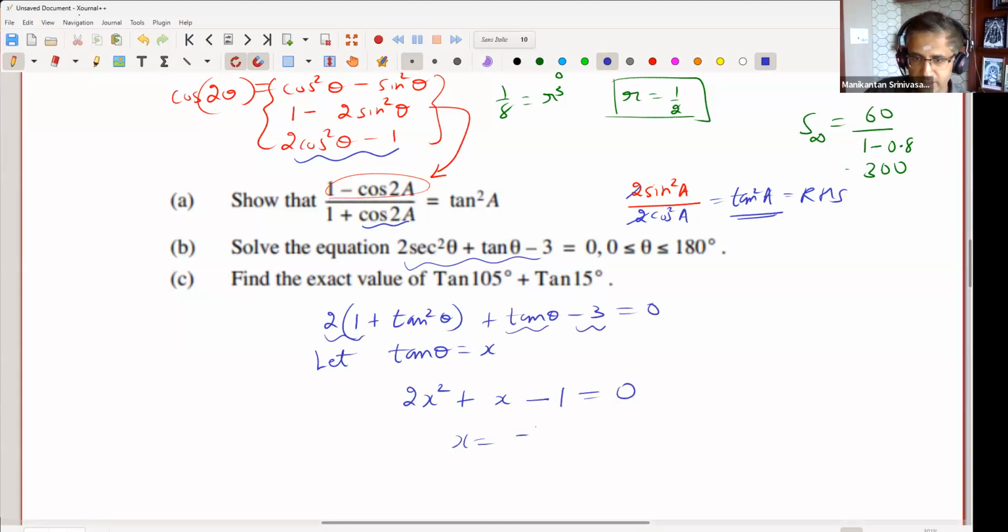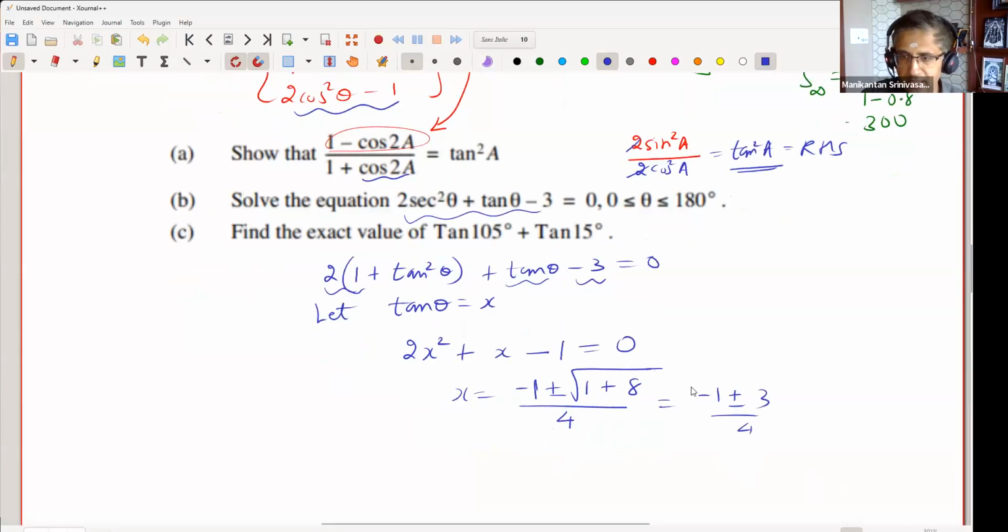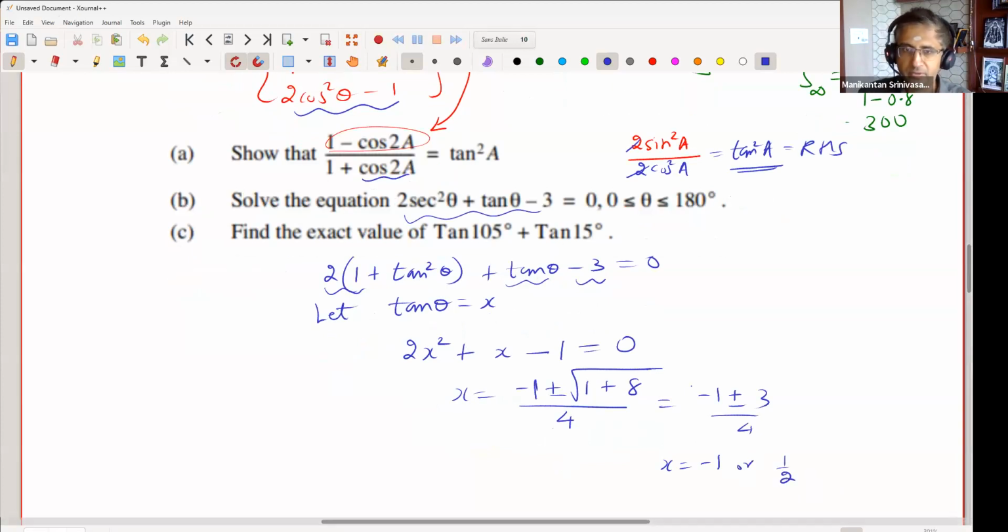Therefore, x is minus b plus or minus square root of b square minus 4ac, 4ac is 8, whole upon 2a, which is 4. So it's minus 1 plus or minus 3 by 4. So minus 1 minus 3 upon 4 would be minus 1, or minus 1 plus 3 upon 4 would be half.